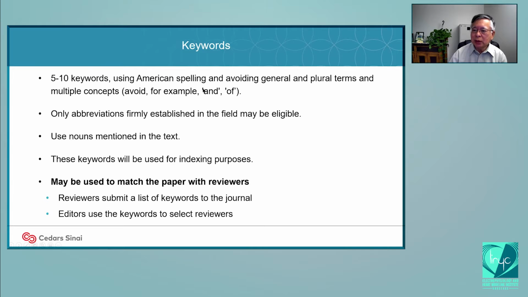So keywords are basically nouns. Only abbreviations firmly established in the field may be eligible. So do not use GETs, METs, or those kinds of terms in the keywords, but ECG might be appropriate. You want to use keywords that are already mentioned in the text. Otherwise, the page editor will find you during the proof stage and ask you to change your keywords.